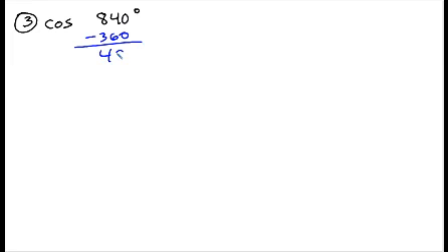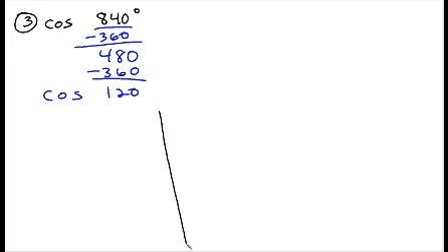480. That's not far enough. My angle needs to be less than 360. So I subtract 360 again, and I get 120. And now I'm going to do the cosine of 120, which will be the same thing as the cosine of 840. All right, so that's your trick on that problem.